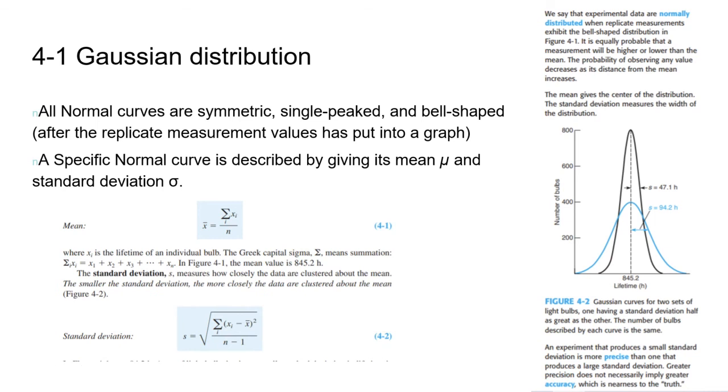And all you need to know for the standard deviation is that if the width of that distribution is narrower, closer to the mean, that means it's more precise. However, the wider the distribution, that means it's not as precise as it seems.